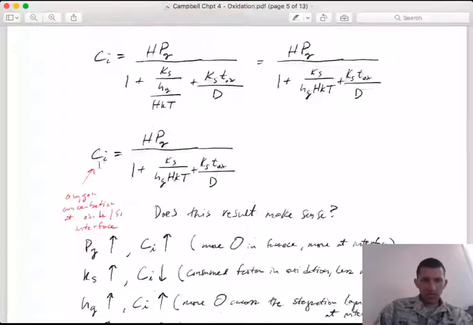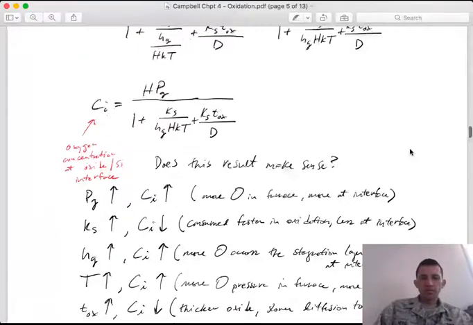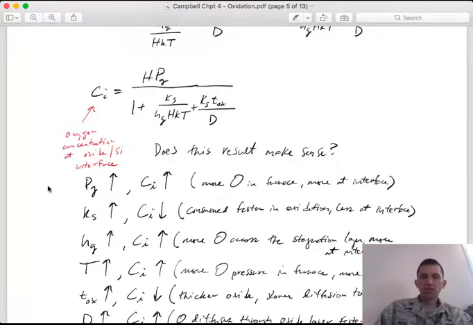And so now we have this CI concentration. So we'll say, okay, this CI expression tells us the impact of these different parameters on our concentration at the interface, right? So let's take them one at a time and say, if we increase the variable, what is the impact on the concentration at the interface, and does that make sense with our understanding of the model?